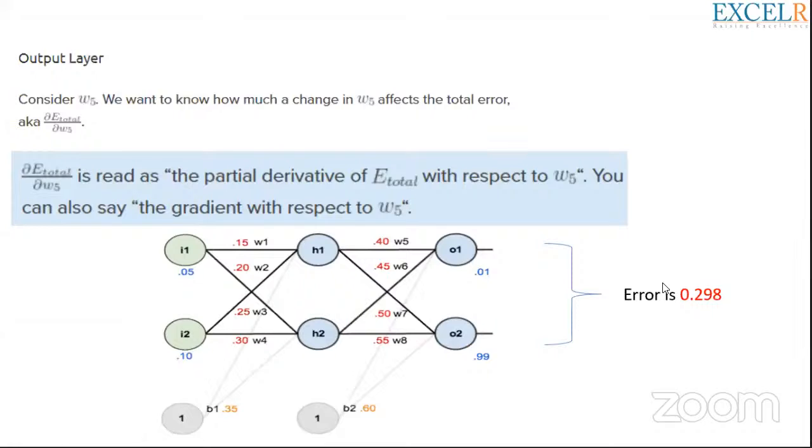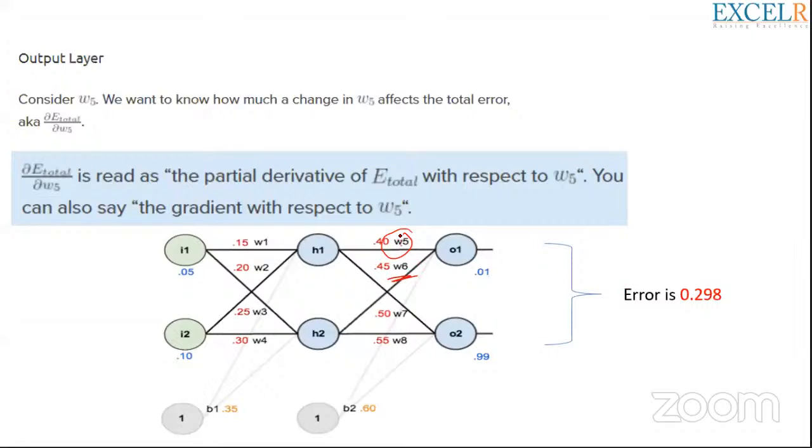Now our objective is to find out how we can reduce this error by adjusting these weights. If you want to adjust the weights, you should know how much W5 is contributing to this error, how much W6 is responsible for this error, and in what proportion W5 is contributing to this error.